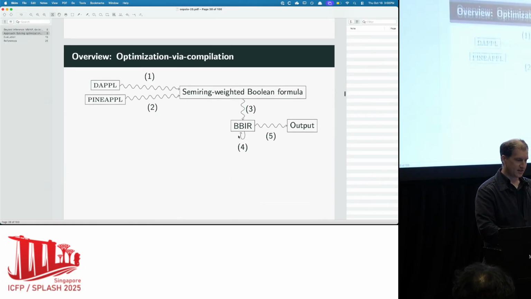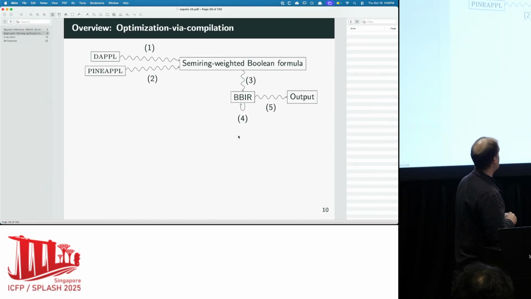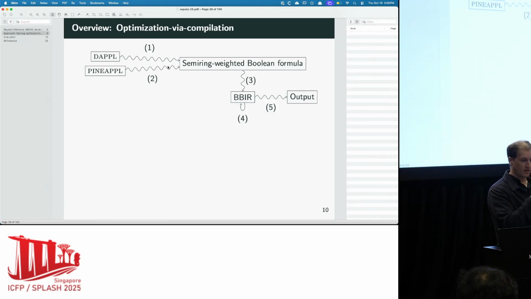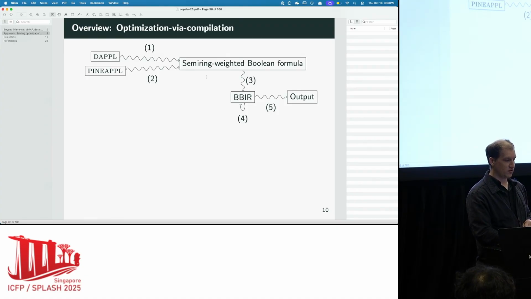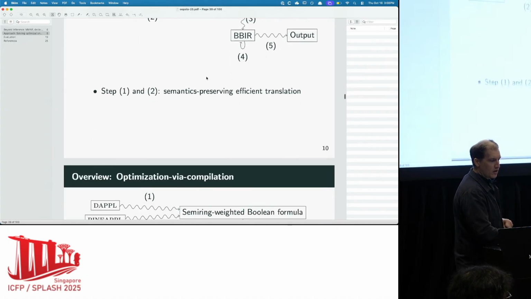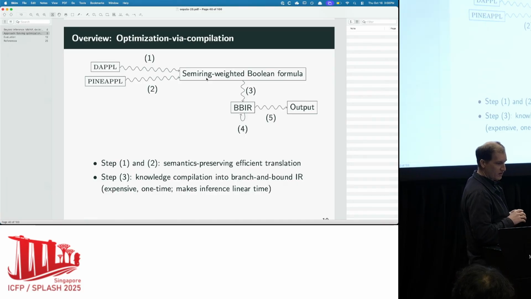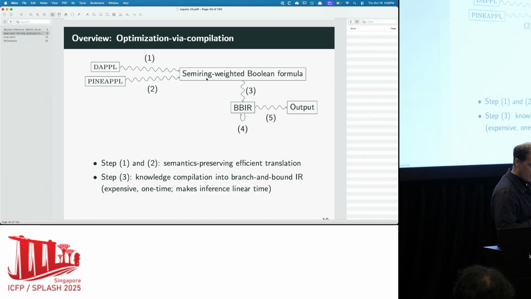so you could see what we're doing and how we're solving this kind of difficult optimization task. And here's our pipeline. We're going to start with our programs on the left, and then we're going to compile them into this semi-ring weighted Boolean formula. And this step is fairly fast. It's kind of like doing SAT, where you take your program and you turn it into a Boolean formula first. That's not usually too slow. And then step 3 is going to be quite expensive. We're going to take this semi-ring weighted Boolean formula and turn it into what we're calling a branch and bound intermediate representation.